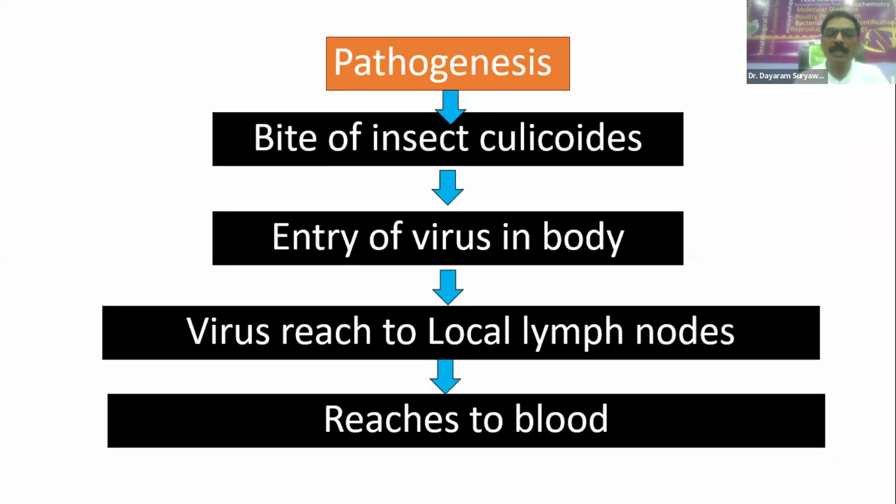The pathogenesis includes, first, the bite of the insect to the animal. After the bite of the insect, the virus enters into the body of the sheep and goat. Then the virus reaches the local lymph node. Wherever the bite is, maybe the head region or the leg region, the virus reaches the local lymph nodes through macrophages. Then from the local lymph nodes, it reaches the blood.